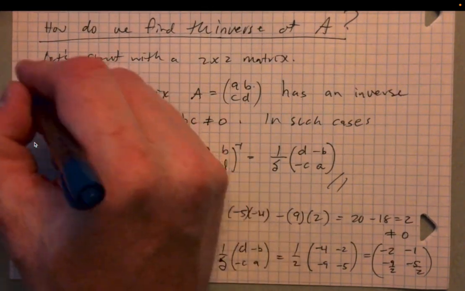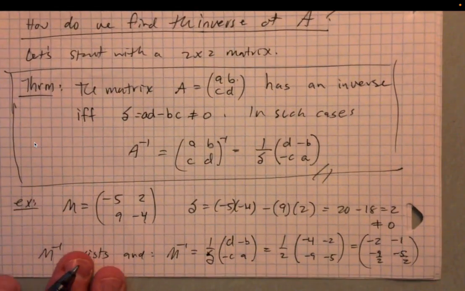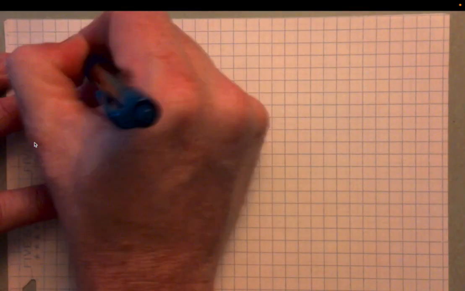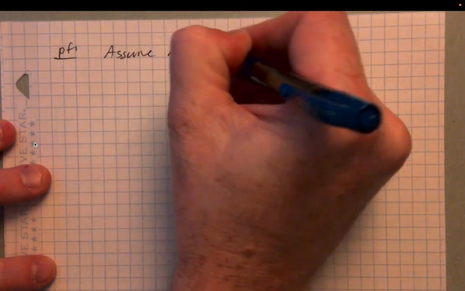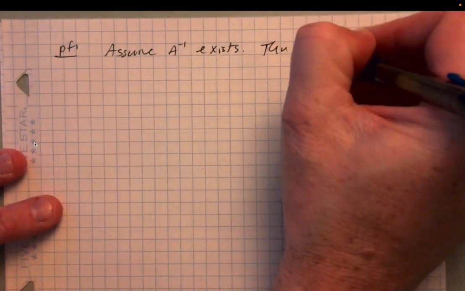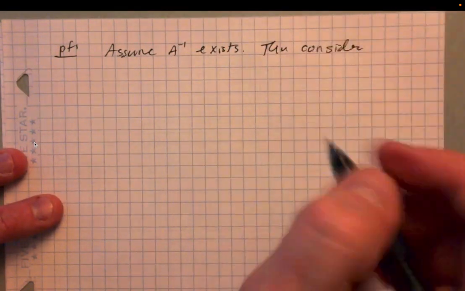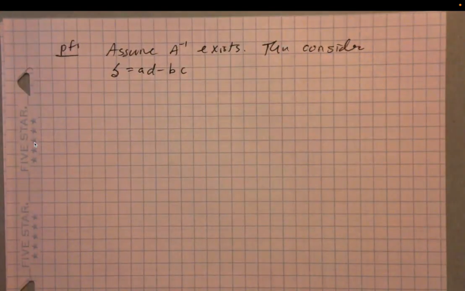Okay, so let's prove this theorem. Let's walk through how this works. Proof. So let's assume, first of all, that the inverse exists. Assume A inverse exists. Then let's consider our delta. Delta equals AD minus BC.